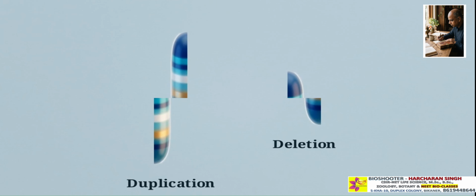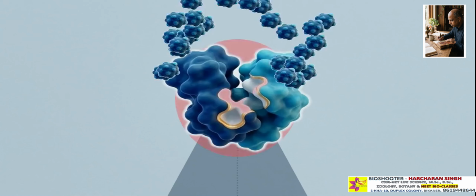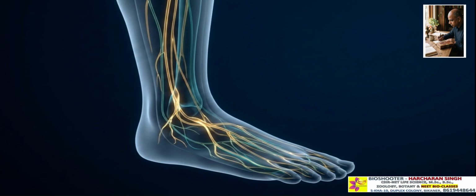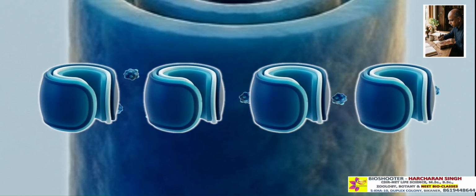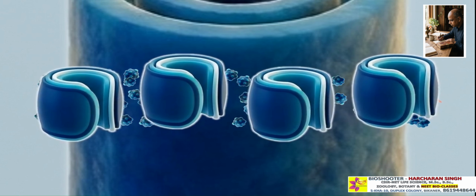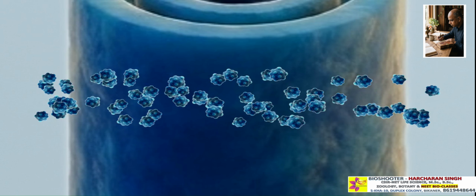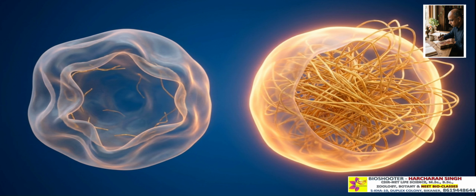Duplications often arise from non-allelic homologous recombination. During meiosis, highly similar repetitive sequences can cause chromosomes to misalign. When they cross over, one chromosome loses a segment, while the other receives an extra copy. In Charcot-Marie-Tooth disease type 1A, a tandem duplication on chromosome 17 leads to the overexpression of peripheral myelin protein 22, resulting in the progressive demyelination of nerves. Cellular health depends on strict quantitative balance. Whether code is missing or duplicated, the resulting dosage imbalance leads to systemic dysfunction.